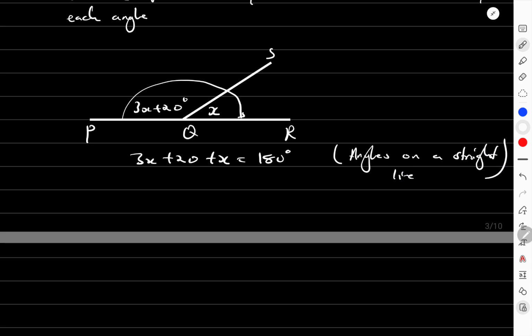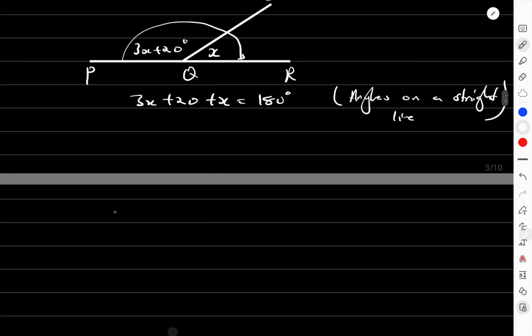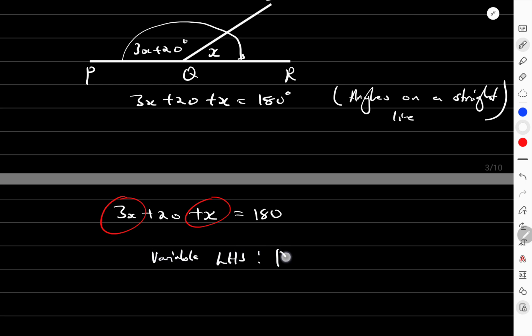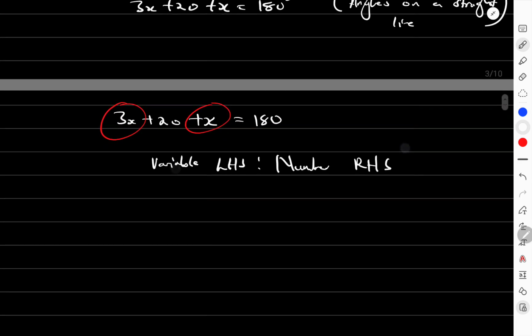Therefore I'm going to have 3x plus 20 plus x equals 180 degrees. Now I realize that this x and this particular 3x are like terms. Therefore I'm going to group my numbers together and my variables together. I want to have variables on the left hand side, and numbers on the right hand side. Anything that is a variable, I want to see it on the left hand side. Anything that is a number, I want to see it on the right hand side.